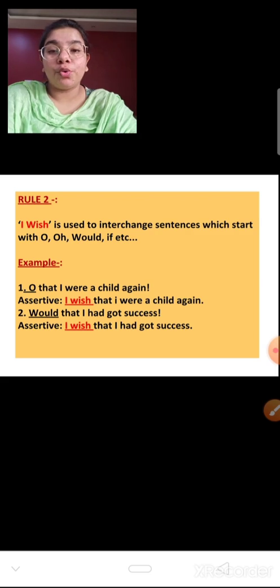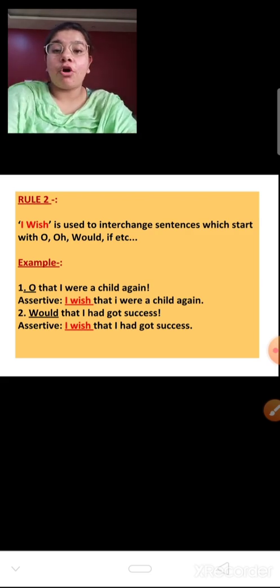That means rule number 2 says that instead of O, would, if, we have to remove all these words from the exclamatory sentence, and instead of that we have to write I wish. For example, an exclamatory sentence is given: Oh, that I were a child again. Now what we have to do? We have to remove O from the sentence. When we remove O from the sentence, it becomes: I wish that I were a child again.